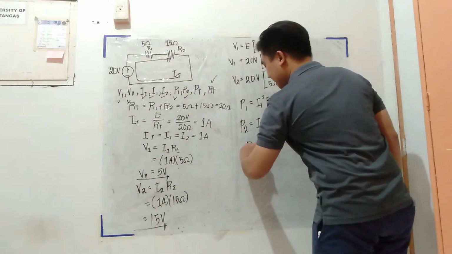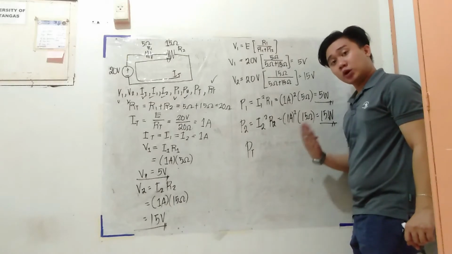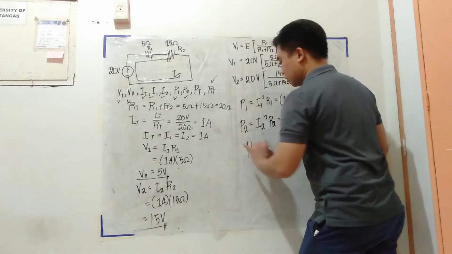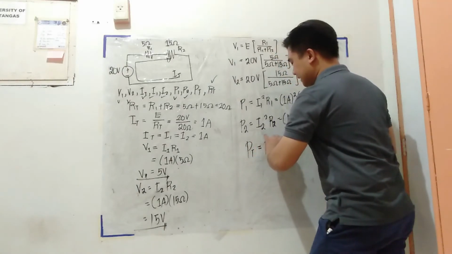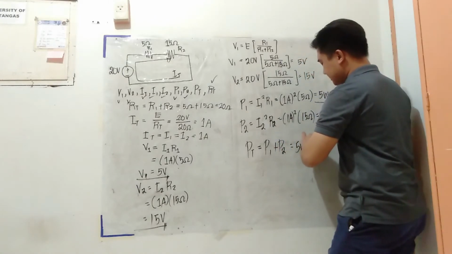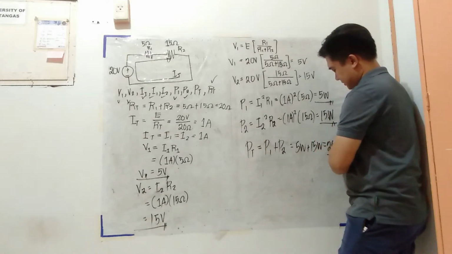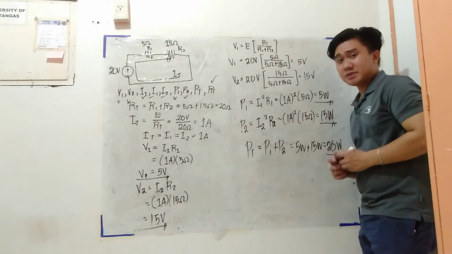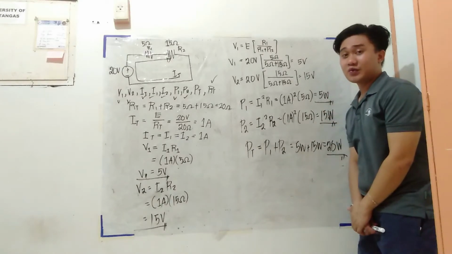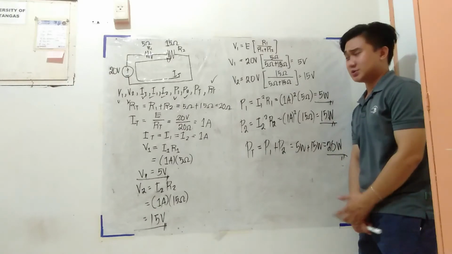Do not forget, in a series circuit, power or total power is just the sum of all the powers of single or individual resistors. So, P total is equal to P1 plus P2. So, that is equal to 5 watts plus 15 watts. That is equal to 20 watts. So, I know that this problem is very easy because the objective of this is just to utilize the formulas. Next problem is still easy naman. So, please copy.